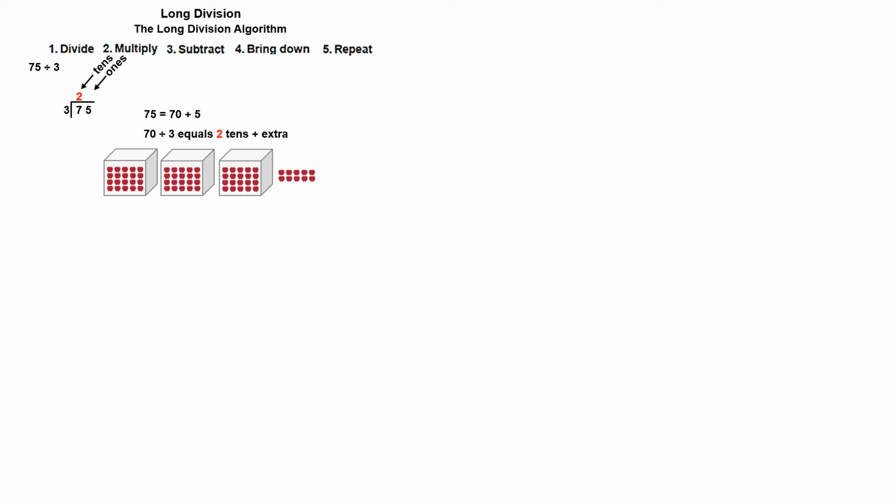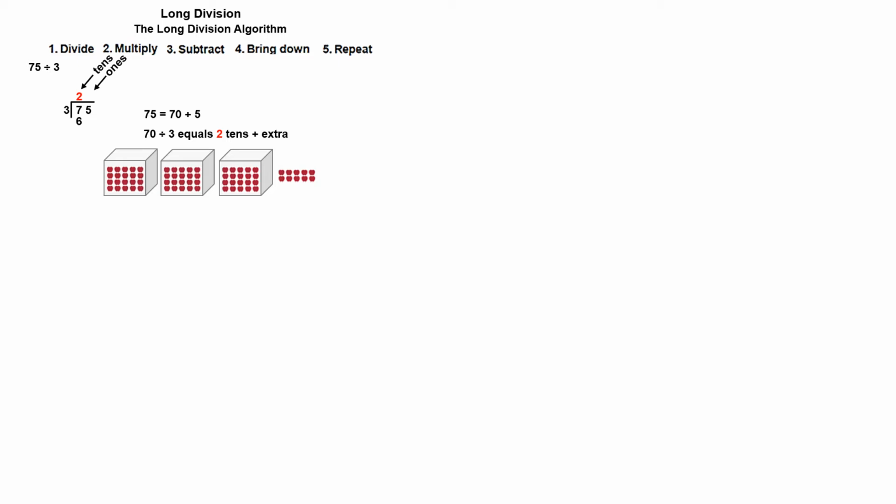So we put that 2 tens right above the 7 tens. Here's the second step. This is the multiplication step. Multiply the quotient and the divisor. Place this product directly under the digits used in this division. Multiply the 3 and the 2 and put the answer right under the 7. 3 times 2 tens equals 6 tens.